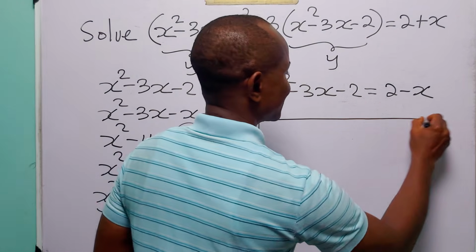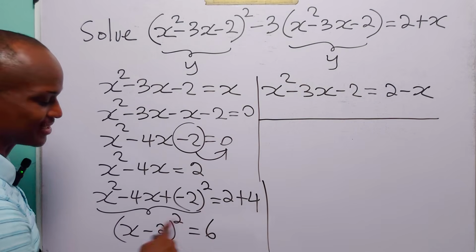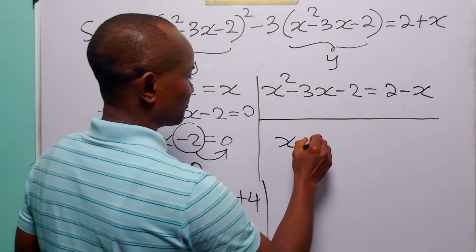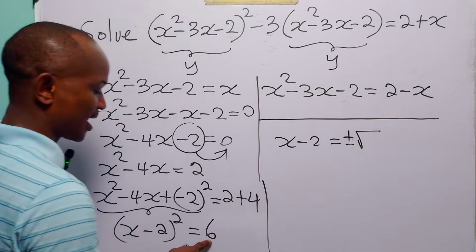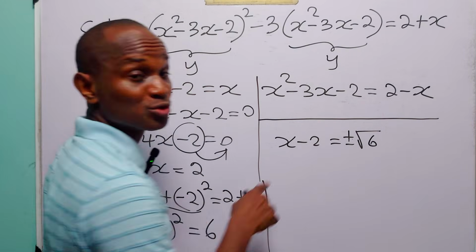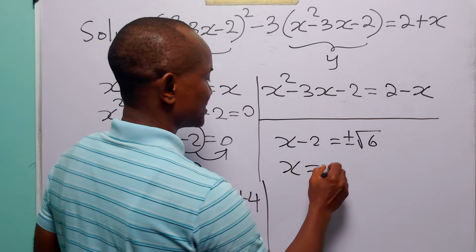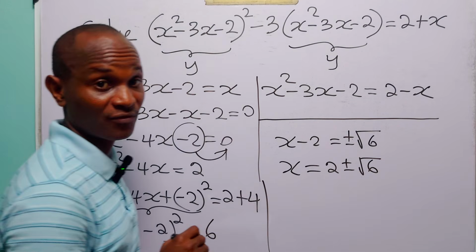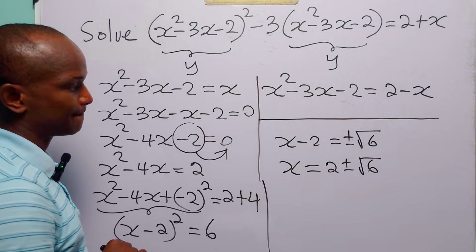And of course, the last step to solving this quadratic equation is to take square root of both sides of this equation. When we do that, we have that x plus 2 is equal to plus or minus the square root of 6. And of course, when we add 2 to both sides of this equation, it is easy to see that x is equal to 2 plus or minus the square root of 6. So we have two values of x from here.